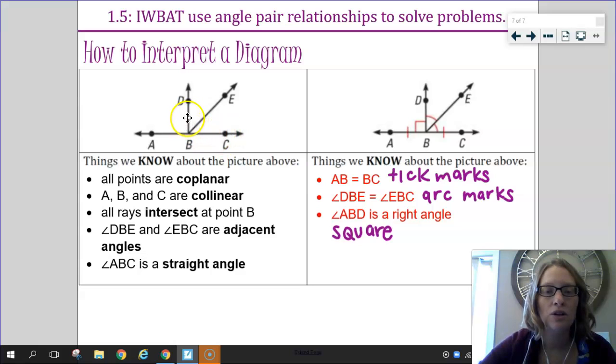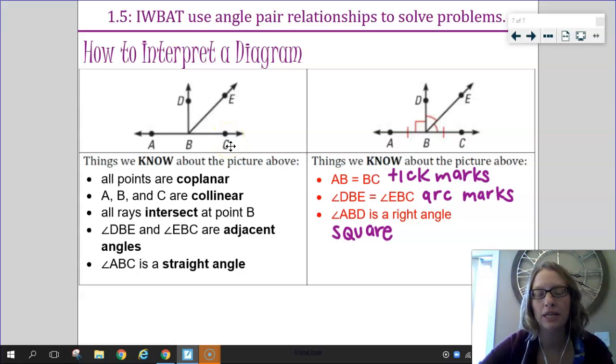We know that the angles DBE and EBC are next to each other, and that ABC is a straight 180 angle. However, what I really want you to pay attention to is the difference between on the left, where we know very generic things, versus on the right, where we know very specific things about measurements when we have tick marks to show equal segments, arc marks to show equal angles, or a square to show a right 90-degree angle.